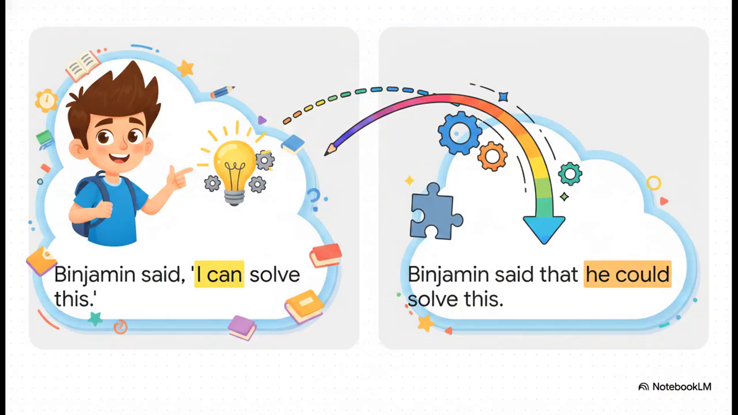Easy, right? But wait, what about modal verbs? Well, they step back in time too. Here's Benjamin making a pretty confident boast. He says, "I can solve this problem." When we report it, that present modal can beautifully transforms into its past form, could. So Benjamin said that he could solve this problem. And just as a quick heads up, will would do the exact same thing and change to would.